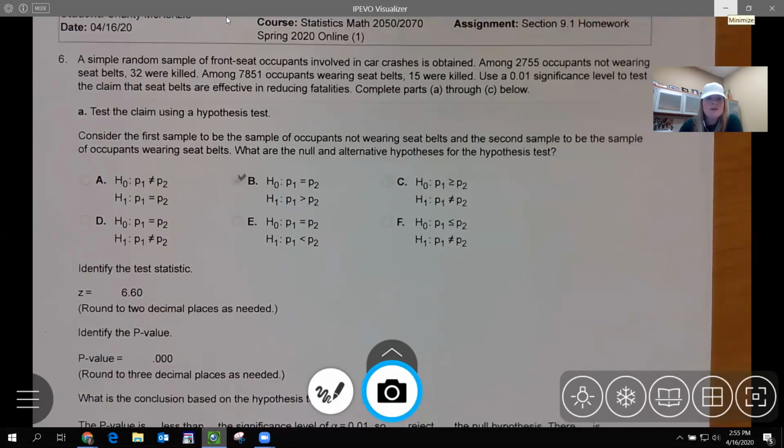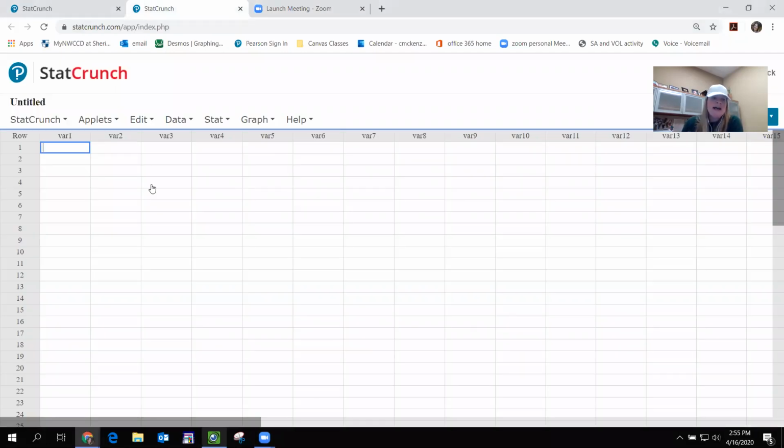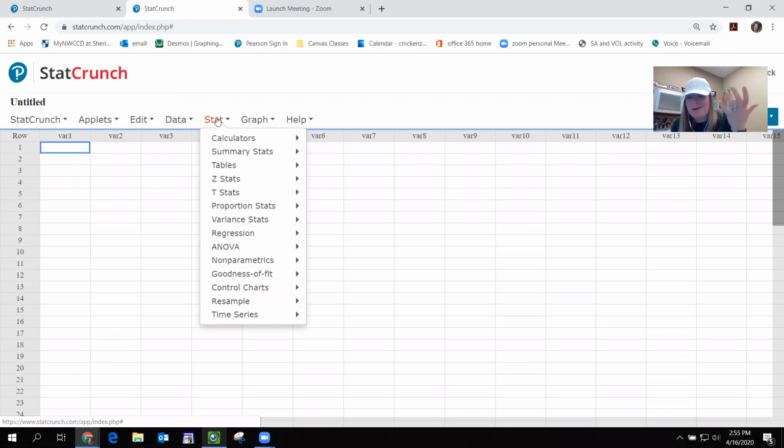And we're going to go to StatCrunch. And remember, you can just go to statcrunch.com during a test as well, or a quiz, and log in with your MyMathLab information. Okay, so we're in StatCrunch.